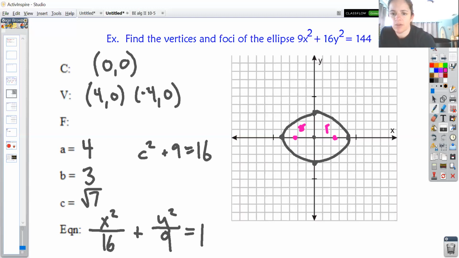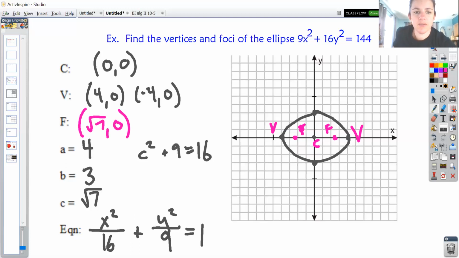So I can label that those are foci, sorry for the handwriting, and that these are the vertices, and then obviously that's the center. So the foci would be at (root 7, 0) and (negative root 7, 0). And then we're done. We've got all the components and we did what the question was asking.